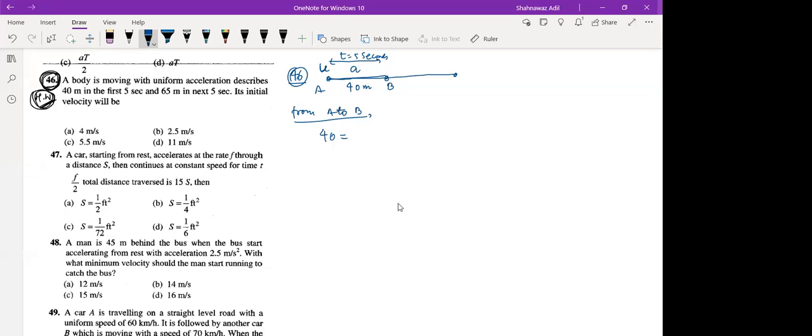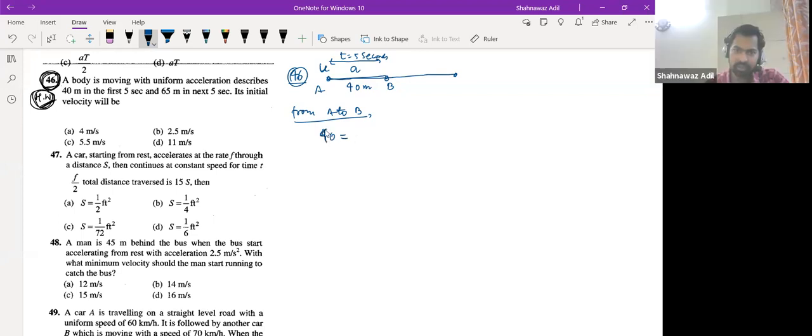40 equal to? S equals to ut plus half at square. Yes, absolutely right, sir. So 40 equals to u, time is given, and then half of a is not given and time is again given. So this I know, right? So this would be 40 equals 5u and then plus 25 by 2 a. So I can take 5 common from here. So this would be 5 times u plus 5a by 2. And then this is 40.